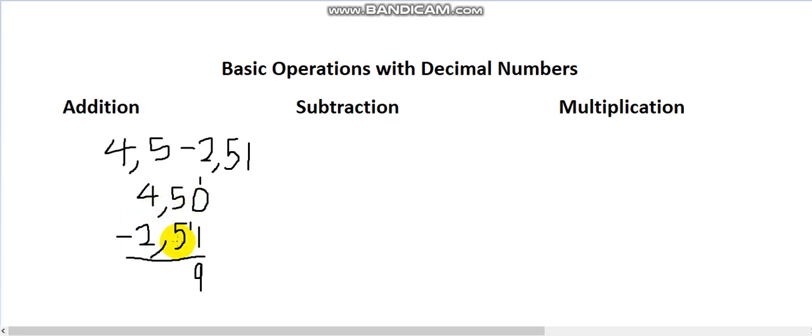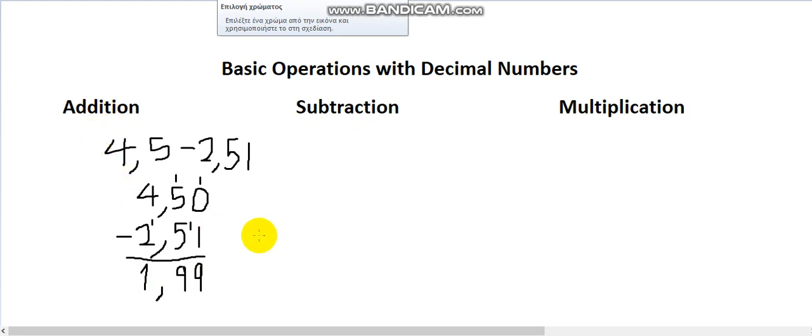5 take away 6. Can I do 5 take away 6? I can't. So again, I need to borrow. Make this 15 take away 6, so it becomes 9 again. And then I return this one that I borrowed up here to the 2. It becomes 3. 4 take away 3 makes 1. And then I pull the decimal point down, so my result would be 1.99.